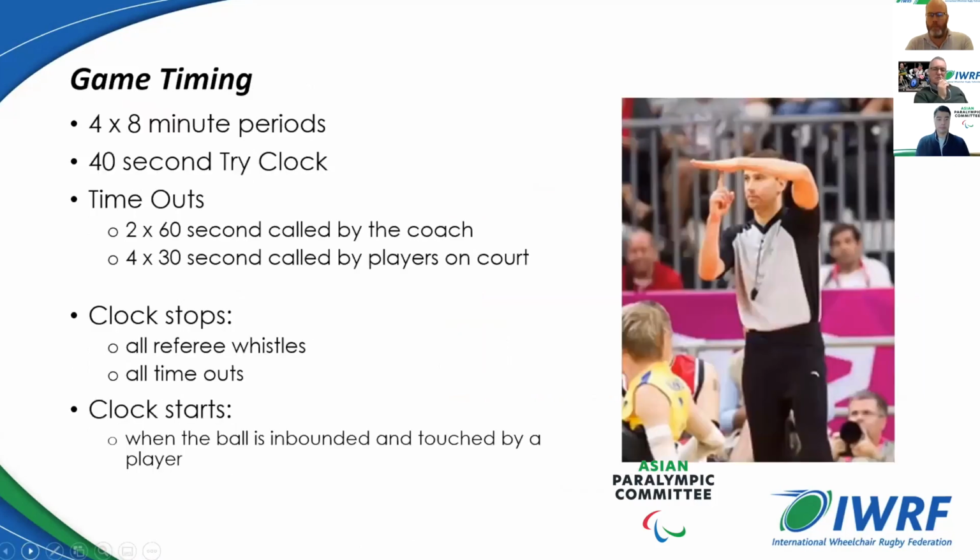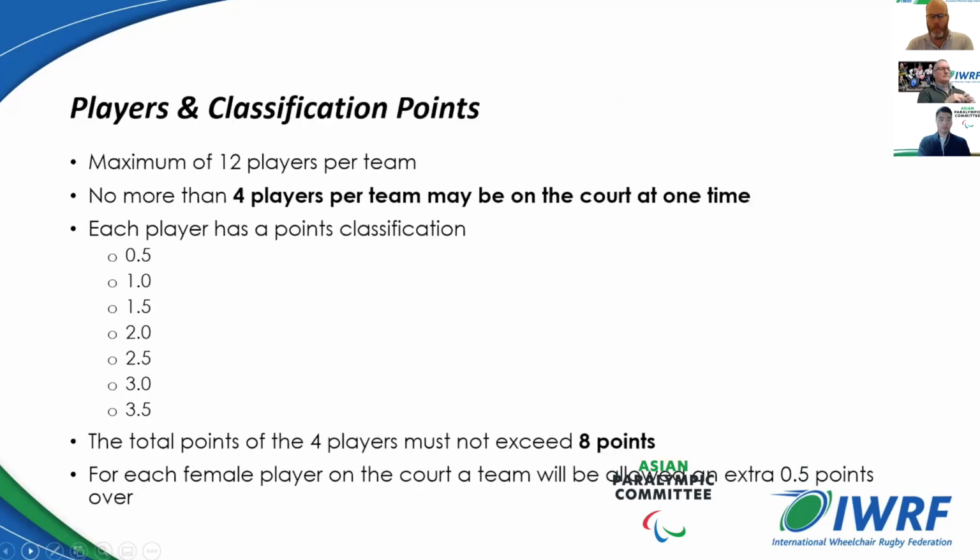The timing of the game is done in 4 8-minute periods or quarters. There is a 40-second try clock. Each team is assigned 2 60-second timeouts that can be called by a coach and 4 30-second timeouts, which can be called by a player on court. The clock is a stop-start clock, and it stops when the referee blows their whistle and at all timeouts. The clock will start when the ball has been legally inbounded and touched by a player on court.